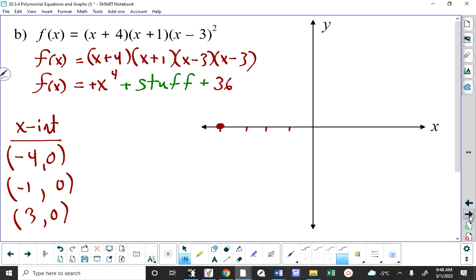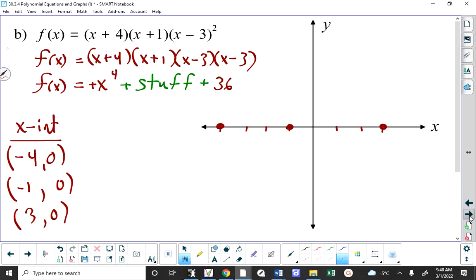I don't believe so. It's 4 times 1 is 4, times negative 3 times negative 3. Negative 3 times negative 3 is 9. 9 times 4 is 36. Okay. So we have an x-intercept at -4, we have an x-intercept at -1, and we have an x-intercept at +3. So when you sketch these, you don't have to be Rembrandt. Just put ticks relatively evenly spaced, and that's good enough.